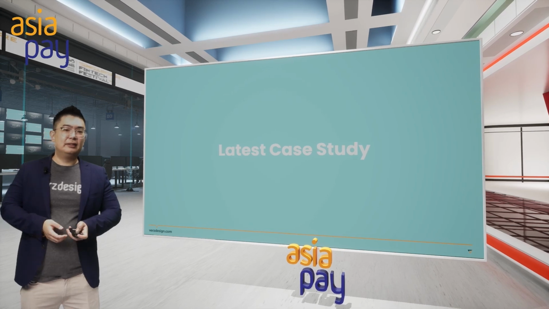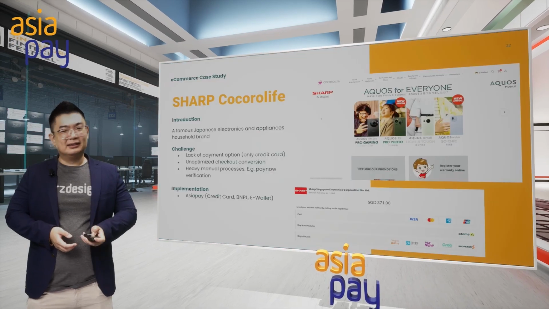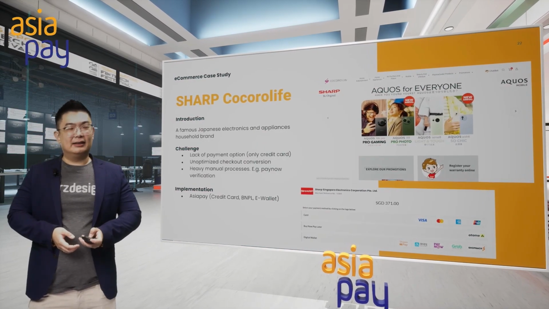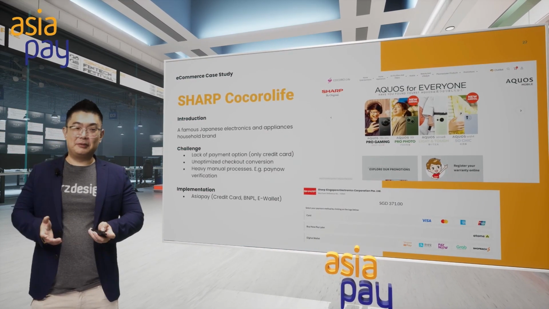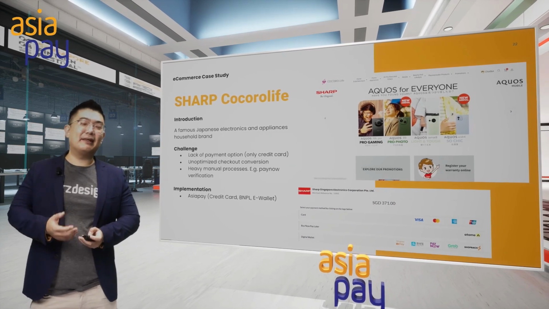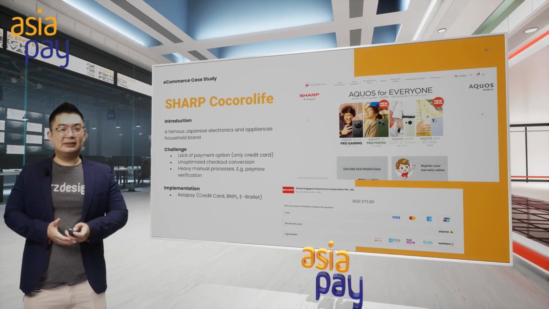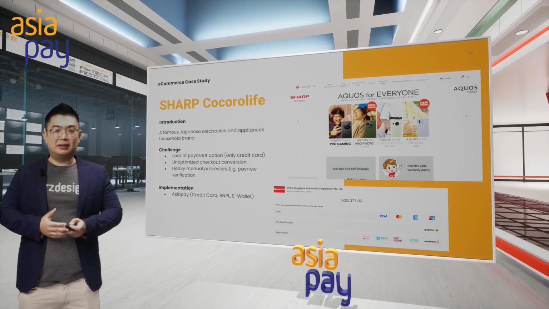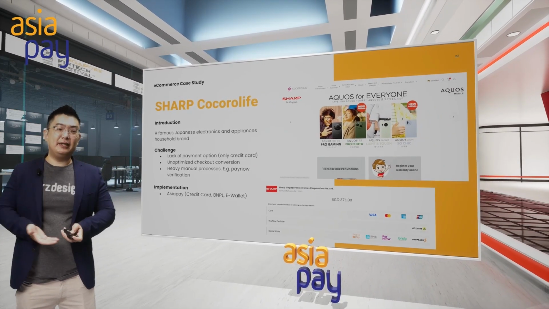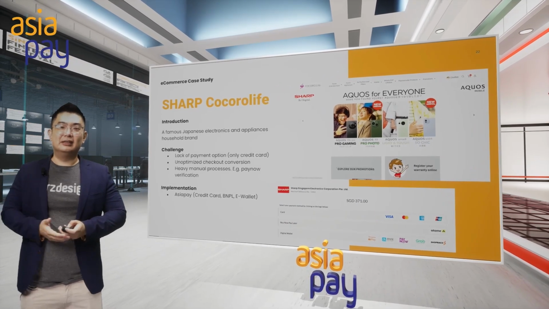Okay, so next, I'll share one of our latest case studies, which is an electronics company from Japan. It's called Sharp. And interestingly, when they first came to us, some of the challenges included the payment options and payment methods, because they do have credit card, but they realized that customers have a challenge when it comes to opting for different payment options, like for example PayNow and e-wallet. So that resulted in a lot of loss in conversion of customers.